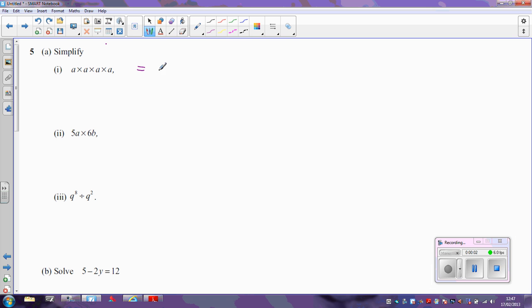First part for 1 mark is just making us understand what powers actually mean. A times A times A times A is just the same as A to the power 4.